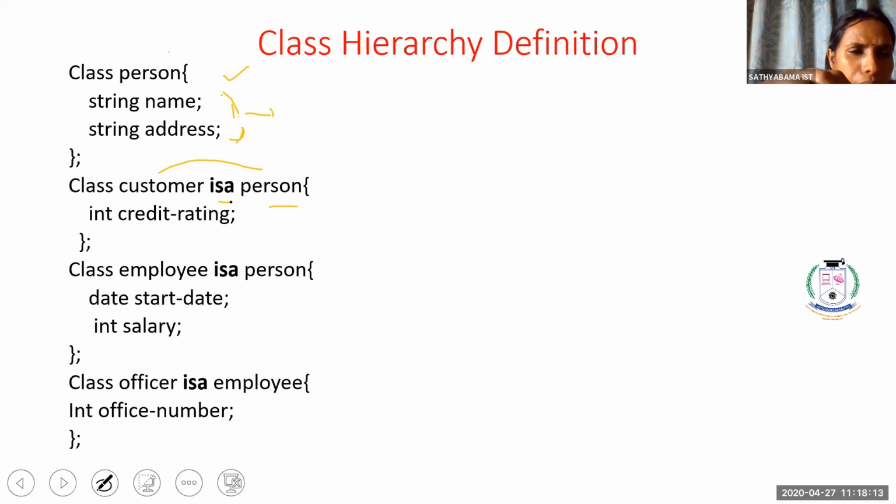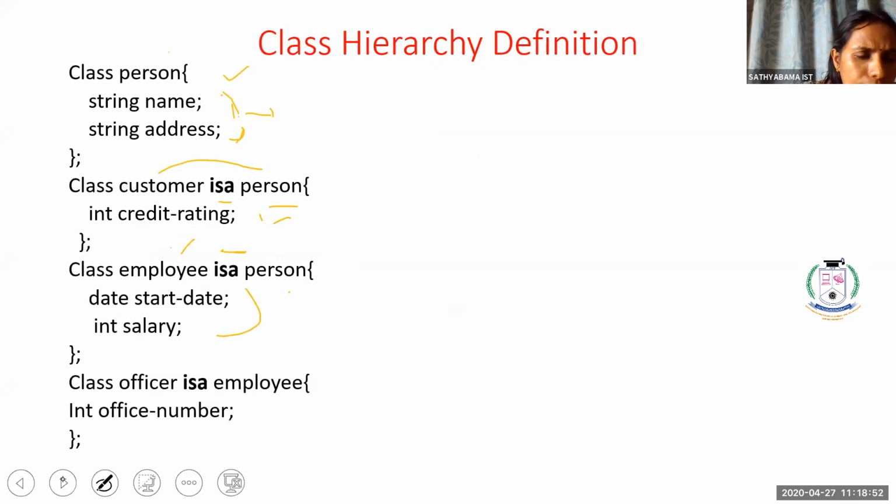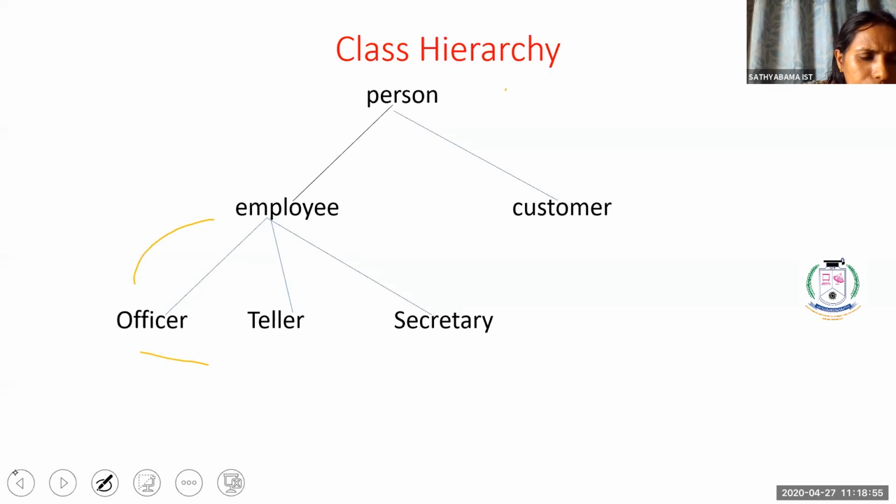Now this customer also has its own attribute. This attribute is called credit rating. Once this definition is done, define the next class, called employee. Employee is also a subclass of the person, so again use the keyword is a person. Again, these two are the attributes of the employee class. Similarly, you have to specify the officer class. Hope you understood, this officer class is derived from your employee. So how do you represent it? Class officer is employee. That is the representation for defining the new class.